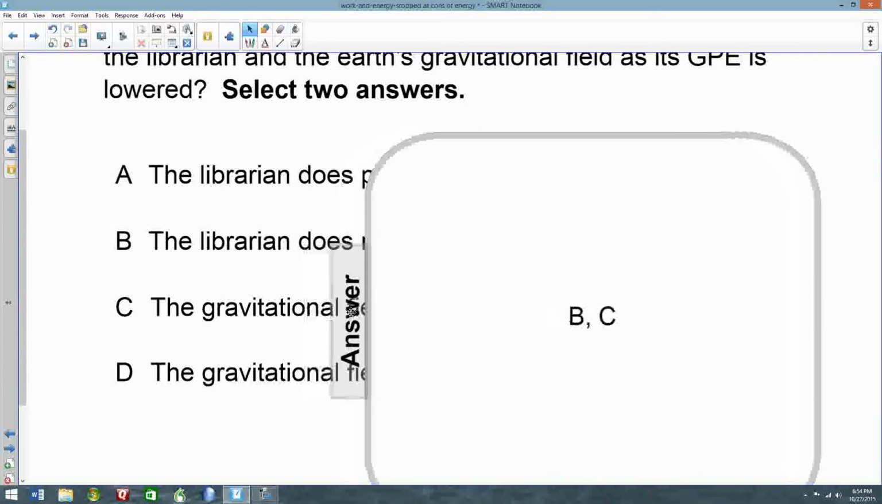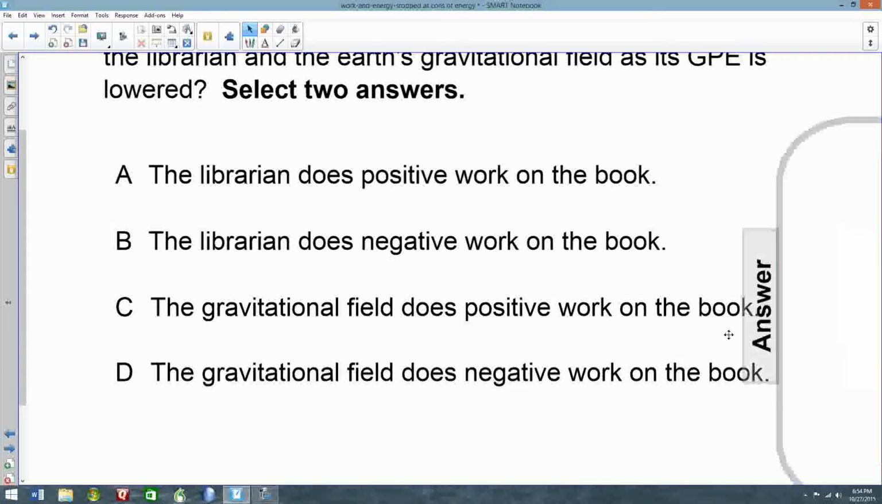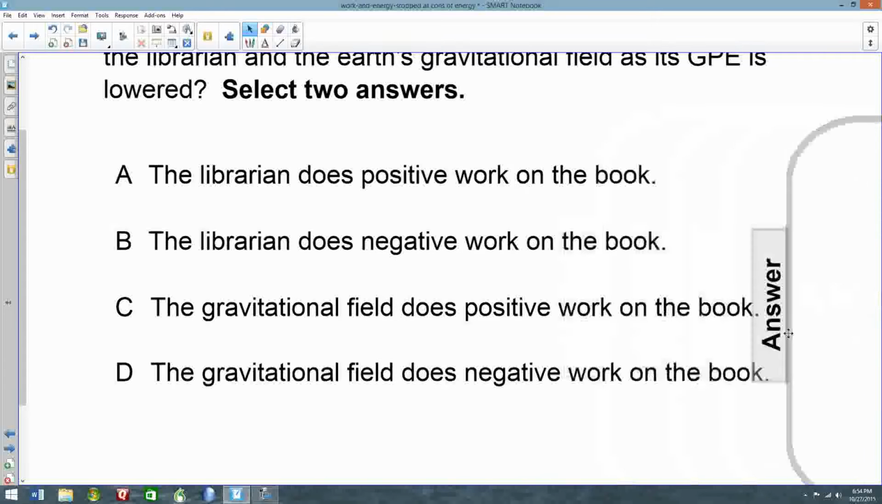You should have chosen B and C. You are doing negative work because you're lowering the book, and the gravitational field does positive work on the book. B and C.